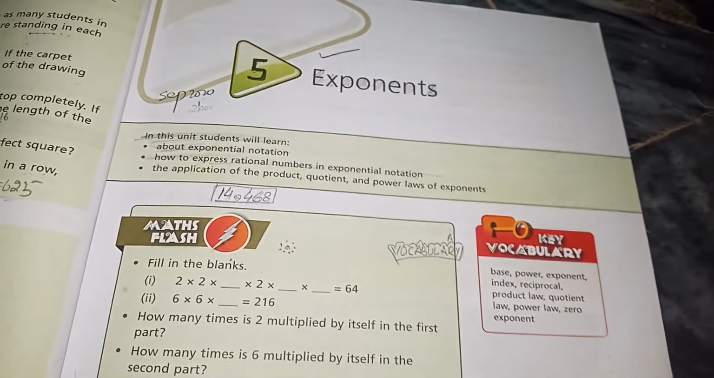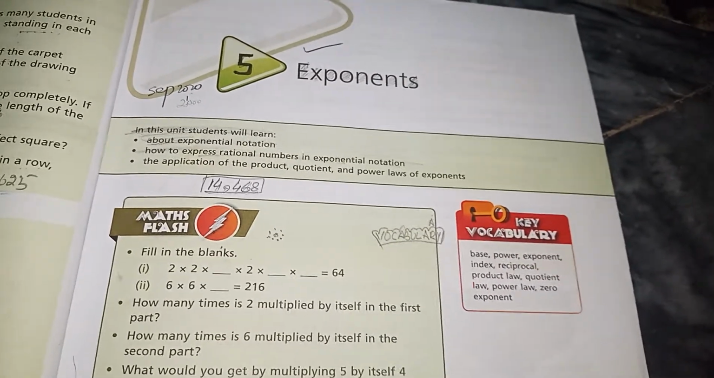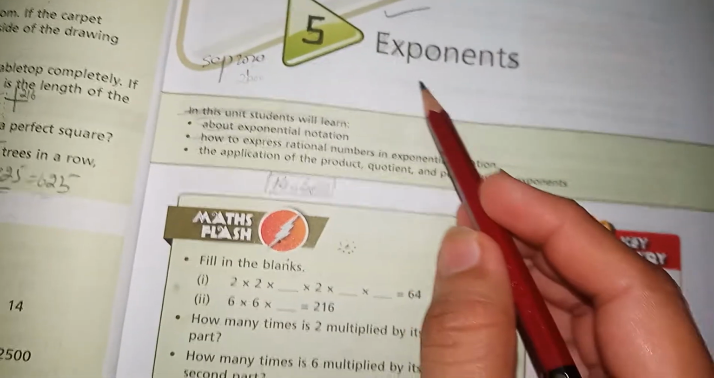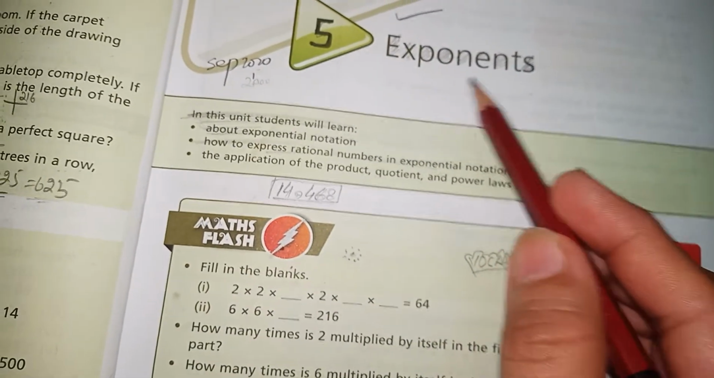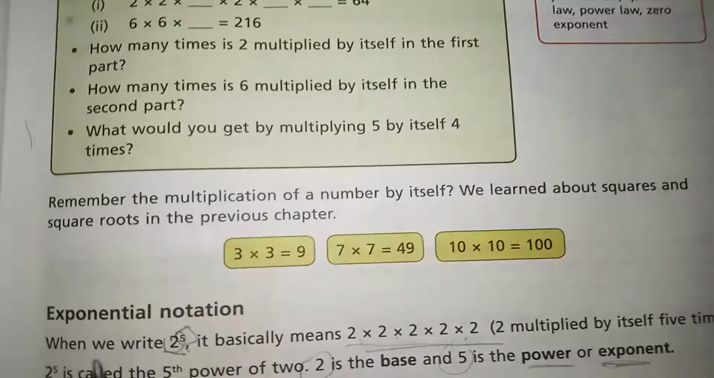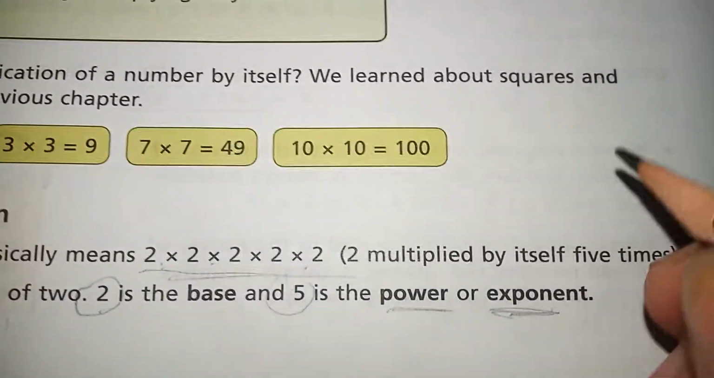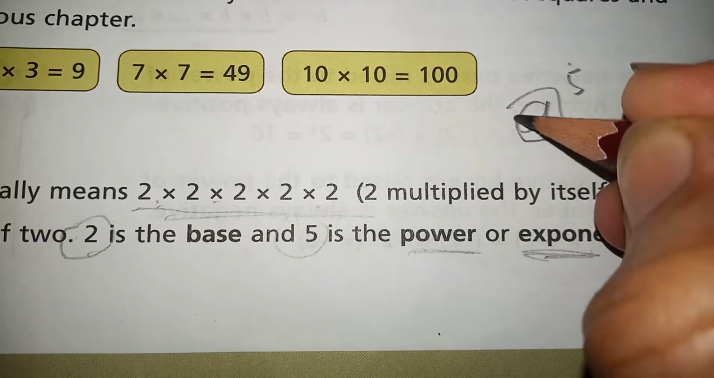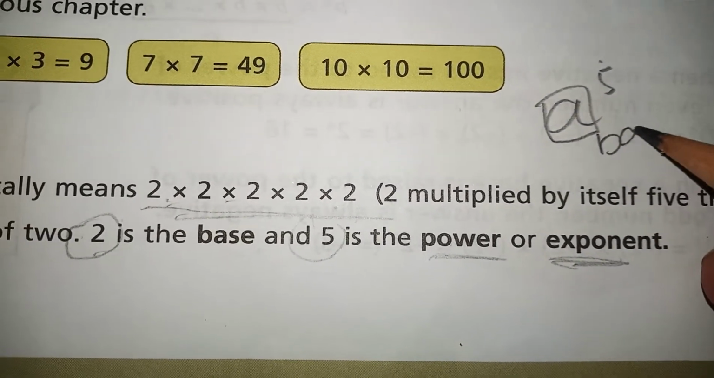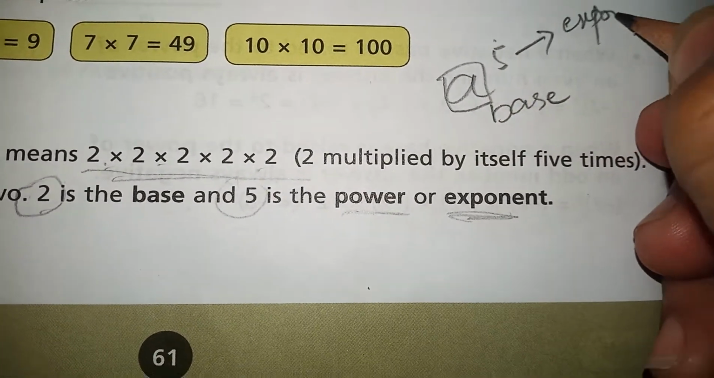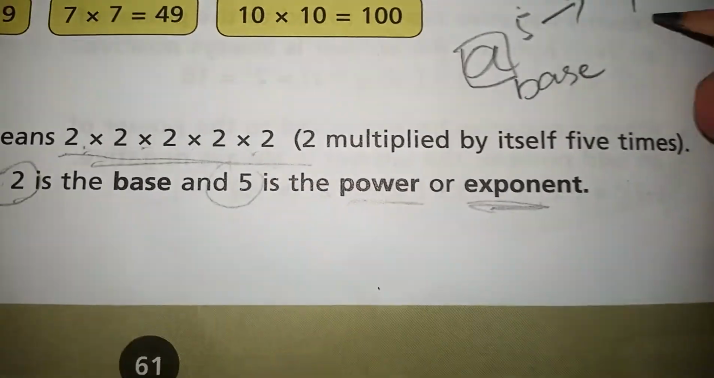Class 7th, we are going to start our chapter number 5, that is exponents. What is an exponent? Exponent is also called power. Powers are also called exponents. Here you can see that if it is a raised to power 5, in this term a is the base and 5 is the exponent and power.